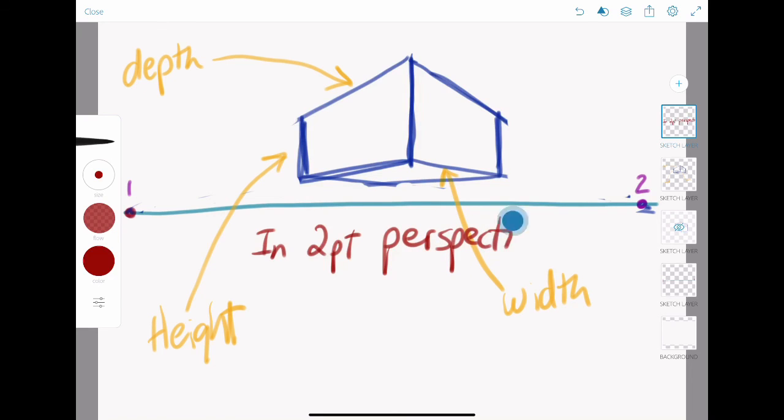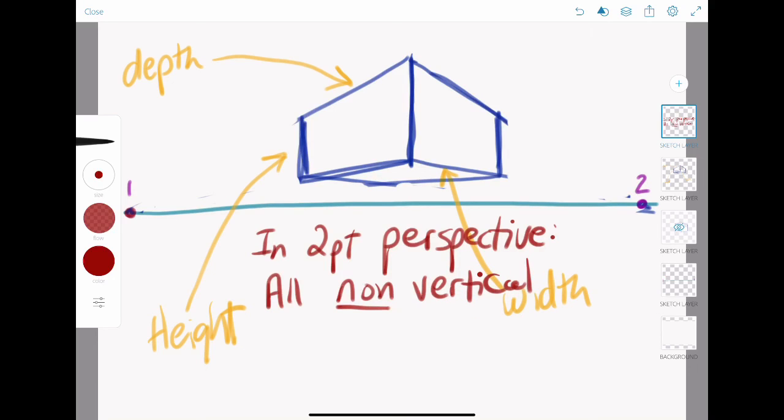It's important to remember in 2-point perspective that only the vertical lines are parallel with each other. All non-vertical lines should go to vanishing points, should converge with each other.